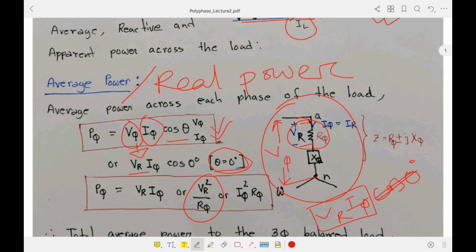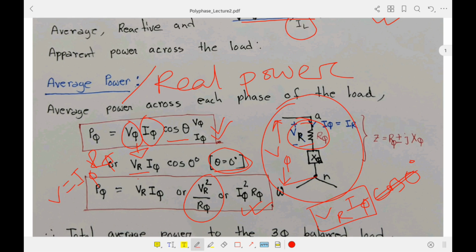Again I can write V equal to IR, right? So V equals I phi times R phi. Then it will appear as I phi squared R. So these are different representations, because we can write power equal to VI or V squared over R or I squared R. From DC circuits you already know these different representations.